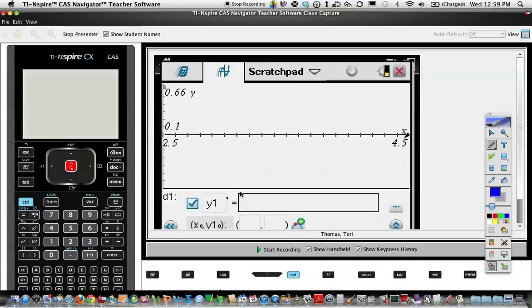Notice it gives you a differential equation window here. You notice you got a y1 prime. Everybody should have that blank. If it's not, clear it out. Down here you got x sub 0 and y1 sub 0, that's where your initial condition goes.